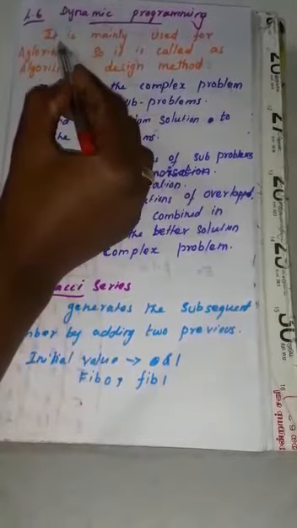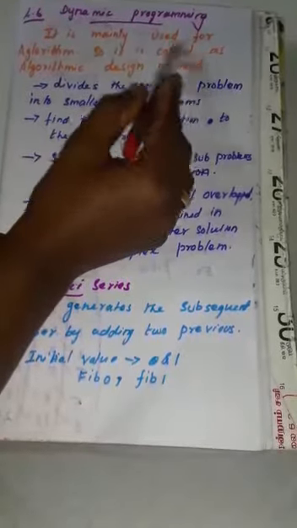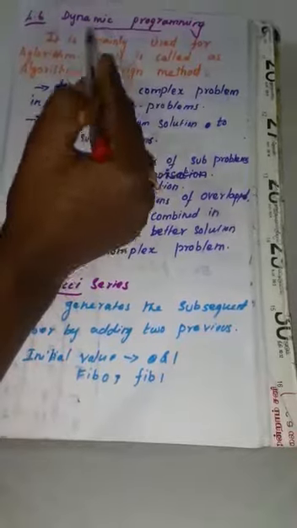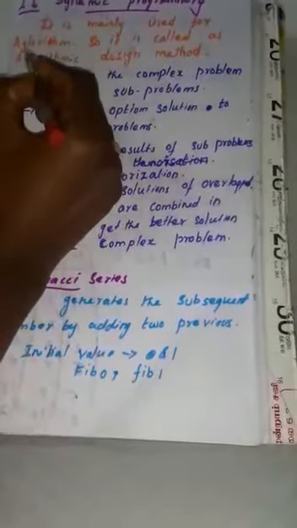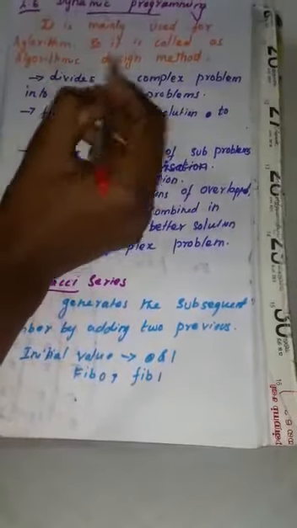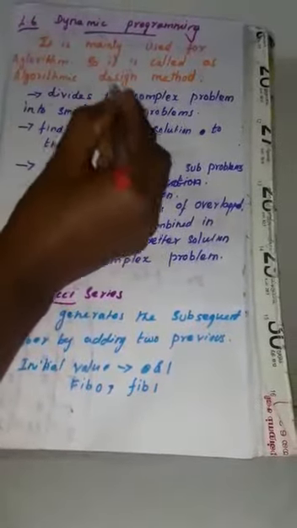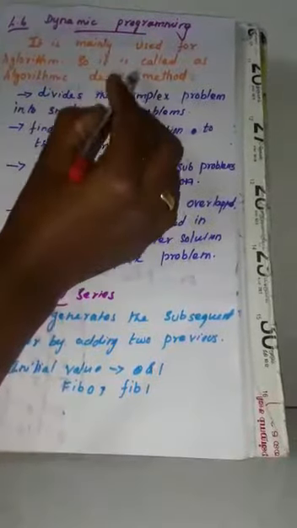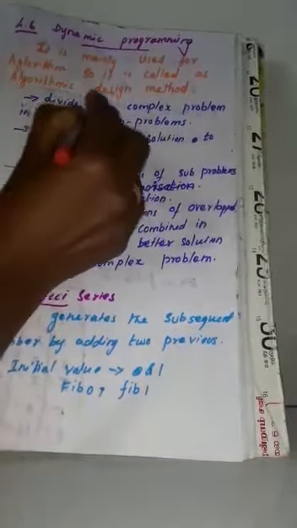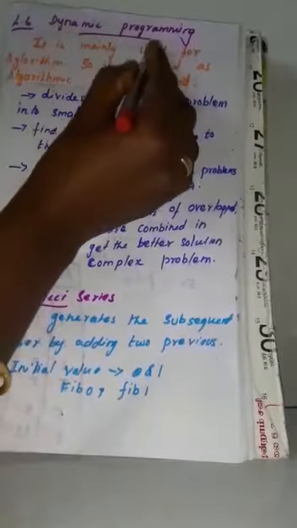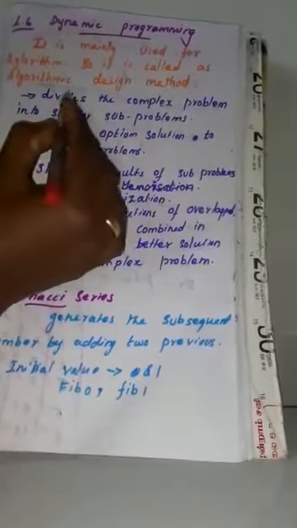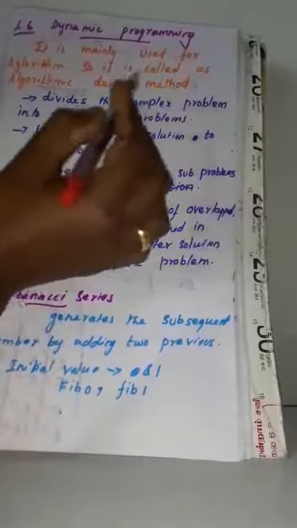Dynamic programming is mainly used for algorithms. So it is called an algorithmic design method. Dynamic programming is also called an algorithmic design method.